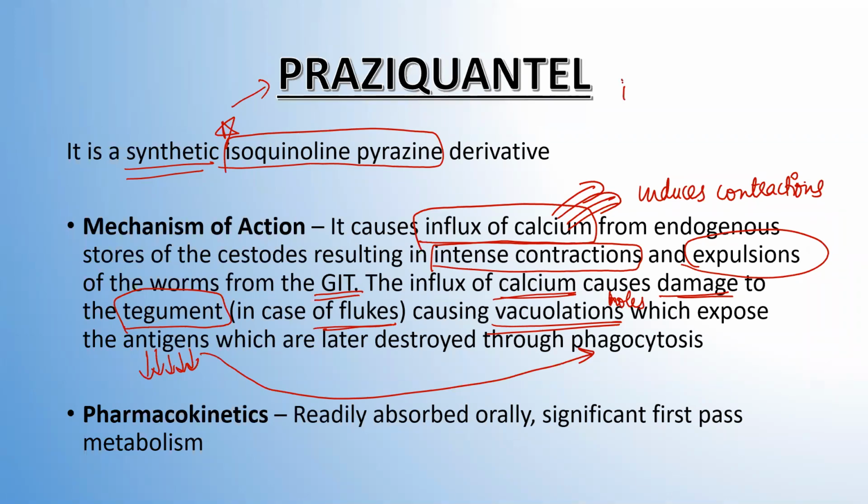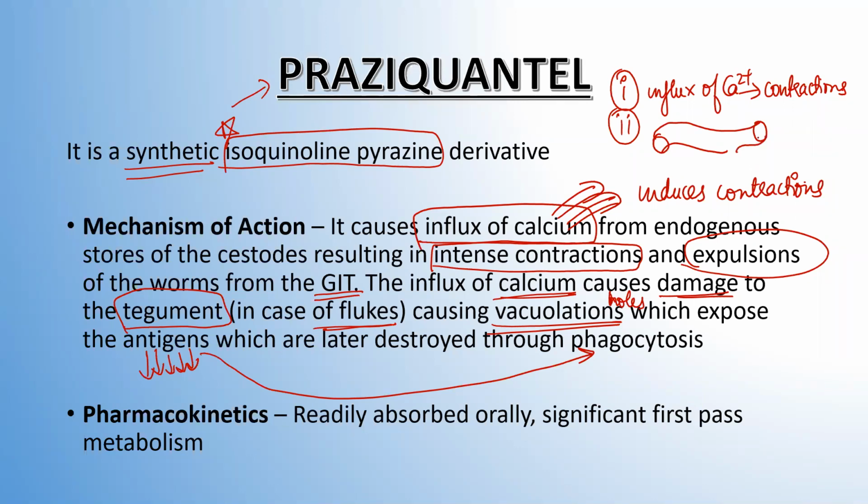So basically, calcium is doing two things. First, there will be influx of calcium within the body of the parasite, and that will cause tremendous contractions. And when there are tremendous contractions, the worm loses its grip on the intestinal wall and it is expelled out. Now, the other thing calcium does is, if you imagine this to be your parasite, it causes vacuole formation. And when vacuole formation is done, the antigens are exposed to the immune system of the host body, and they can cause phagocytosis. So that is how praziquantel works.